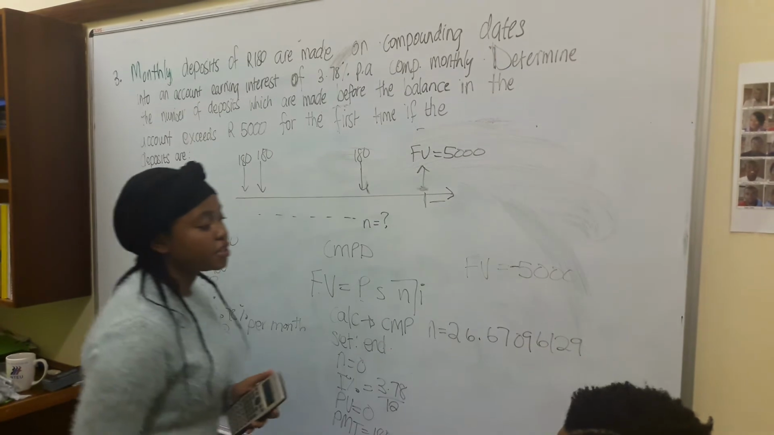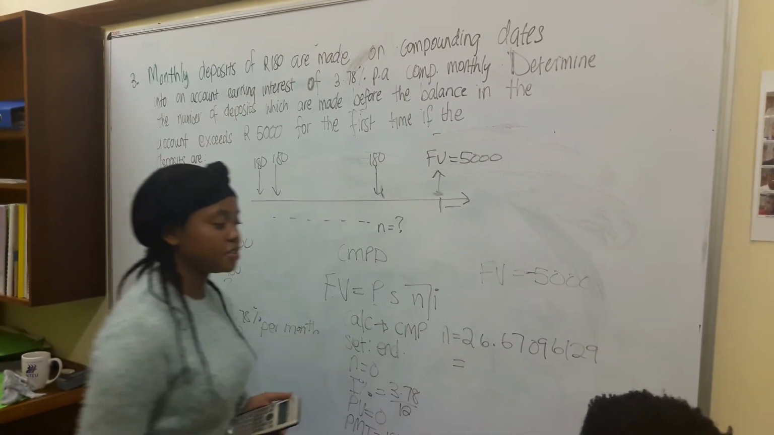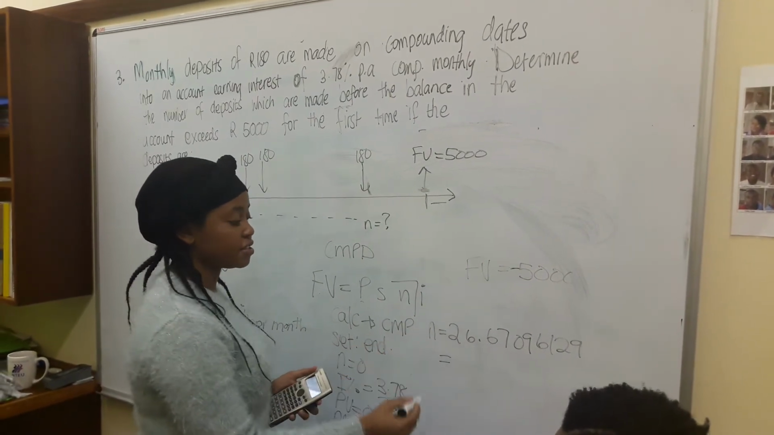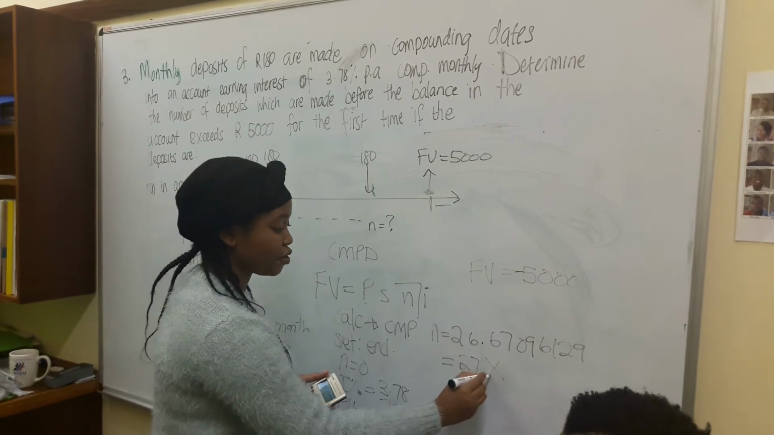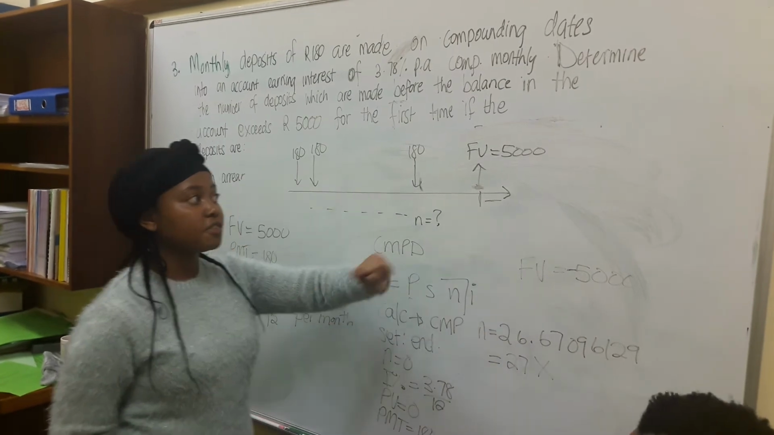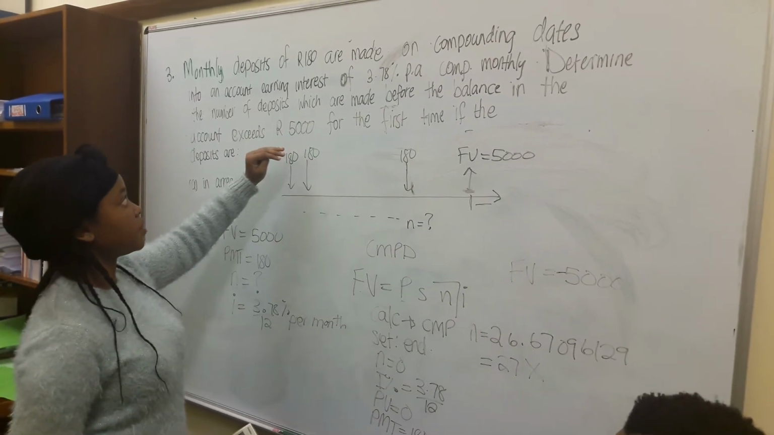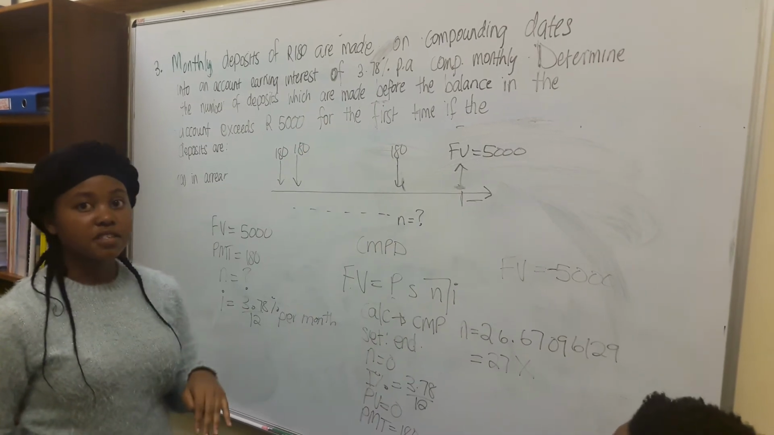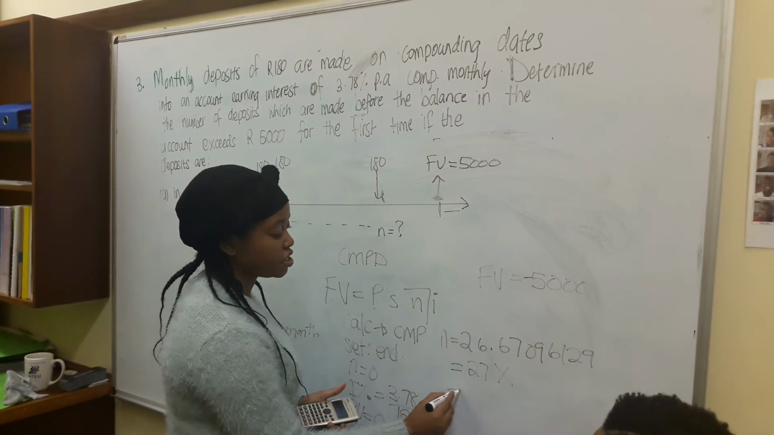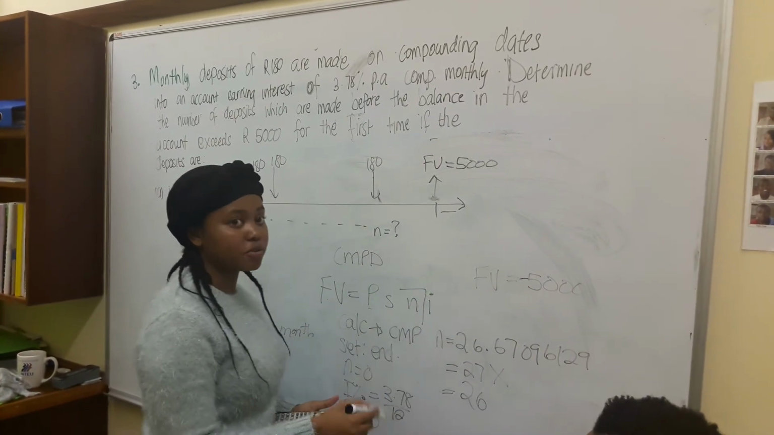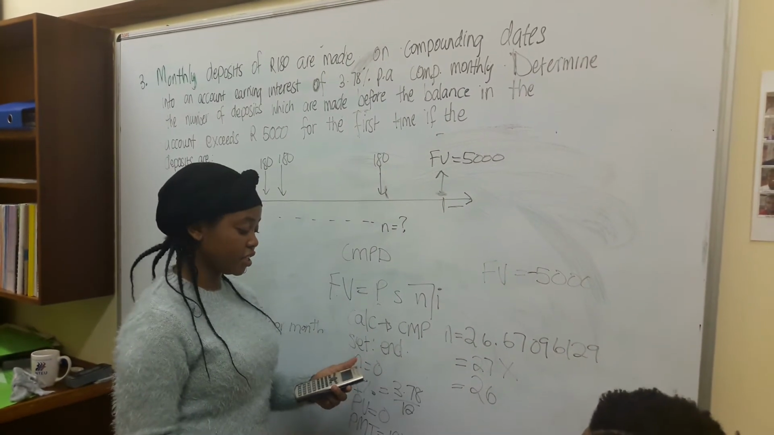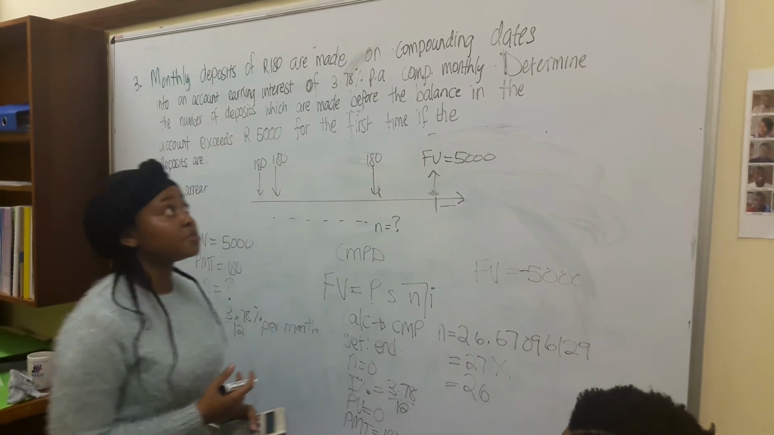26.67096129. Now the problem is that naturally in math, when we round off and it's more than 5, we round it to the next highest number, so this would be 27. But this is wrong, because when we input 27 for n and solve for FV, it's going to give us a number that exceeds 5,000. And the question asks us to find the balance before it exceeds 5,000. So although the answer is 26.67, it's better to round it down to 26, so that when we check our answer in the calculator, it gives us a number that's less than 5,000.